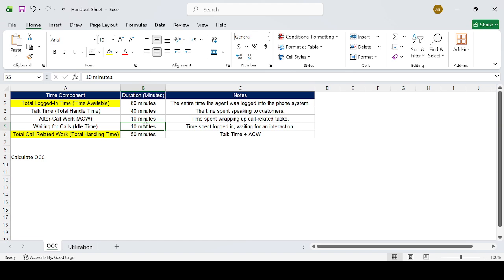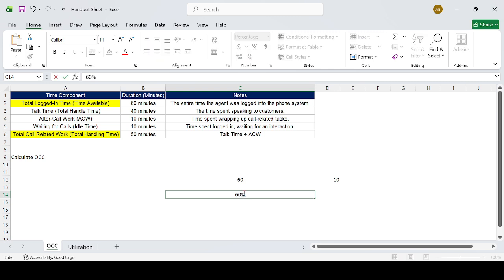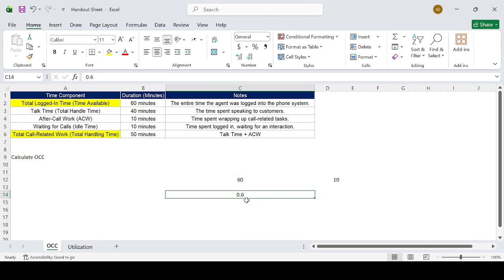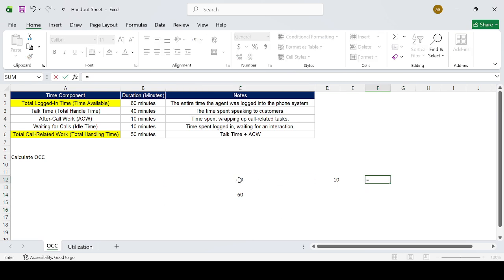Here is the total handling time, which is 50 minutes. Very easy. We have the logged in time, that's 60 minutes, and we have wait time, 10 minutes. If you still remember, it's total logged in time minus the wait time, and we will divide this by the 60 minutes, the logged in time. So 60 minus 10 equals 50 minutes. When we divide 50 by the 60 minutes of logged in time, it gives us 83% occupancy. So that's how to calculate the occupancy.